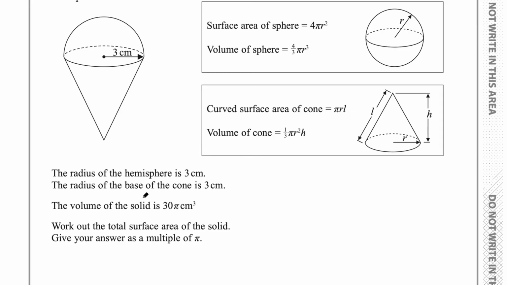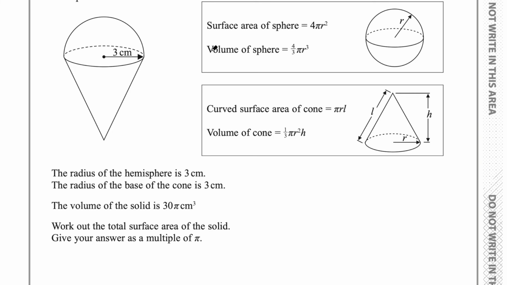Right, so they give us the total volume. We want the surface area, and they give us the formulas for the surface area and the volume of a sphere and a cone. And you can see to work out the surface area of the cone, we're going to need the height and the slant length, or the length of the side. Okay, so this is going to involve working backwards in order to go forwards.